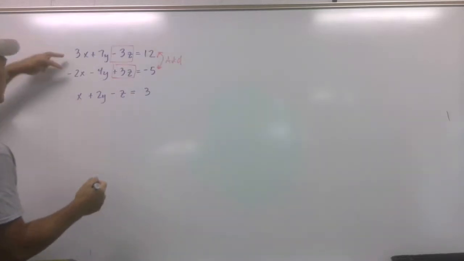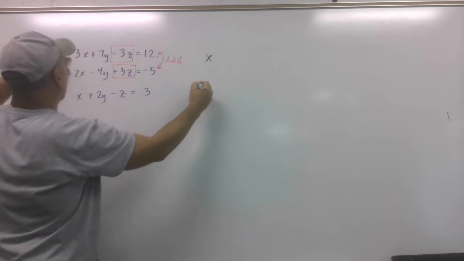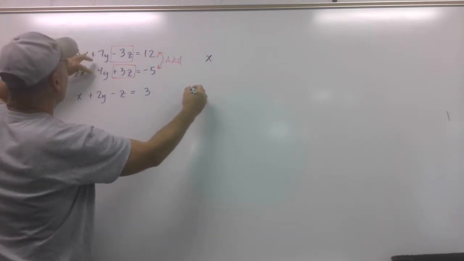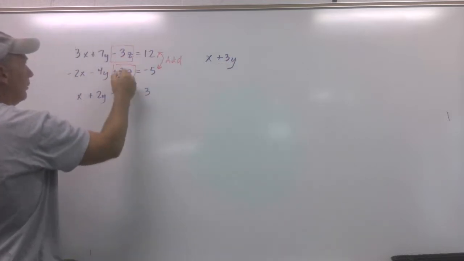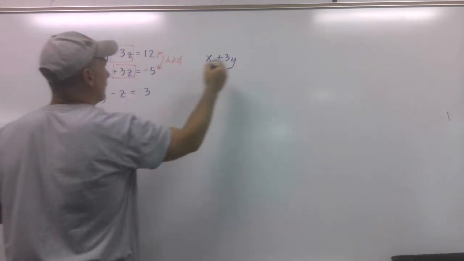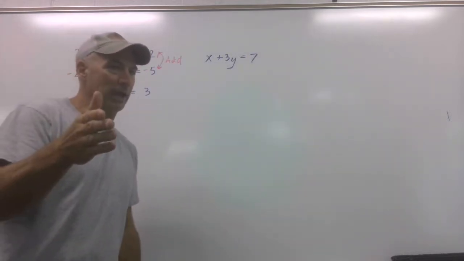So be careful. 3x and negative 2x is just x, 1x. 7y and negative 4y is 3y. These cancel, and I get 12 and negative 5 is 7. See, I am already on my way.